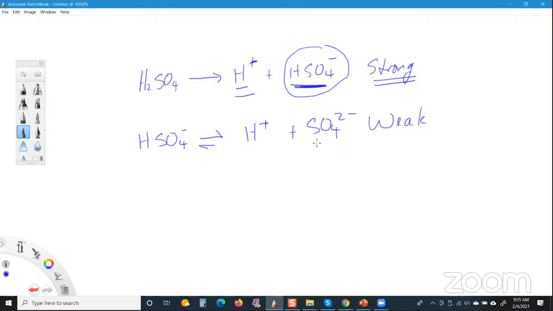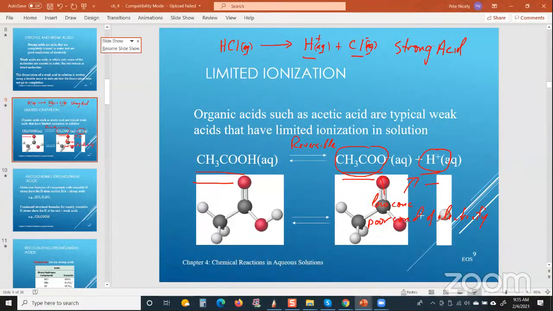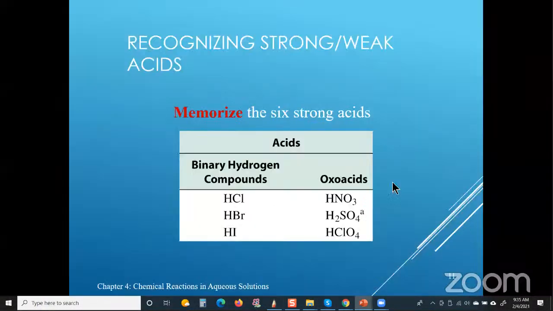So you'd expect that the concentration of the sulfate ion in this solution will be very small compared to the concentration of the hydrogen sulfate ion. I thought I should just make mention of that fact. Sulfuric acid is kind of unique in this regard as a strong acid. Okay, so let me go back to that one here.